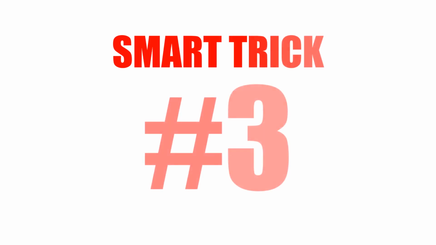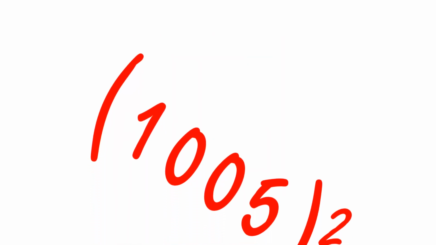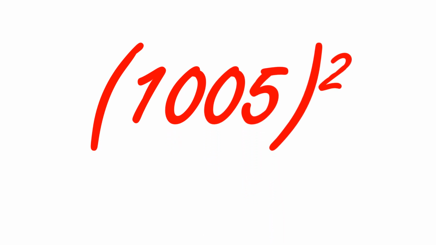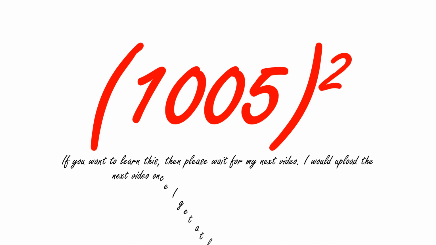Trust me. Smart trick 3. Again, a very amazing and very interesting trick. Let's say 1005 square. I want to calculate this square in just 2 seconds.